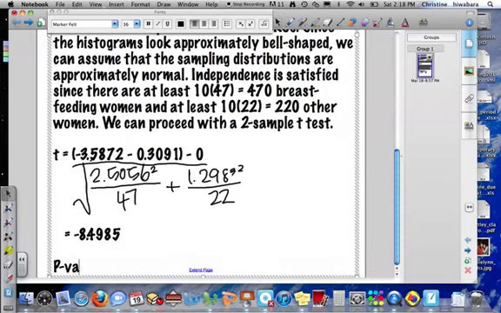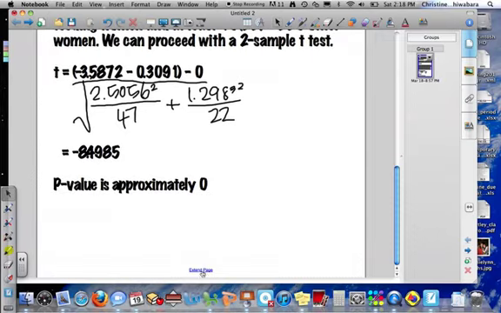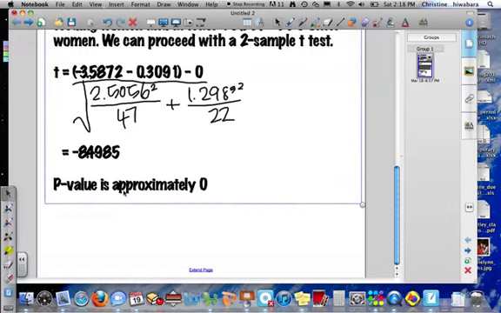Okay, our p-value is going to be really, really close to 0, so I'm going to say that it is approximately 0. Okay, so if you see that value in your calculator, it's going to have something e negative 4 or something like that, I will accept that that is approximately 0. Okay, so our last part is to make a decision.